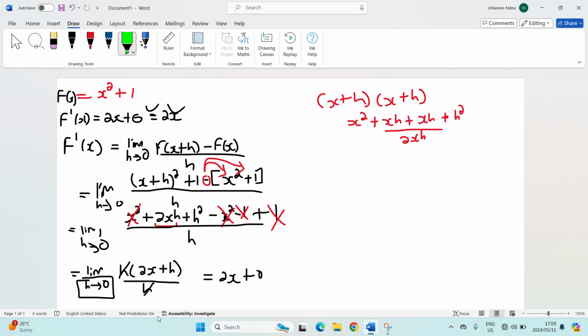The reason why we only include the h at the end is because here we've got the h in the denominator. And if we replace h with 0, we're going to have division by 0, which is undefined. But when you've already cancelled the h in the denominator, you are free to replace all the terms in the expression with 0.